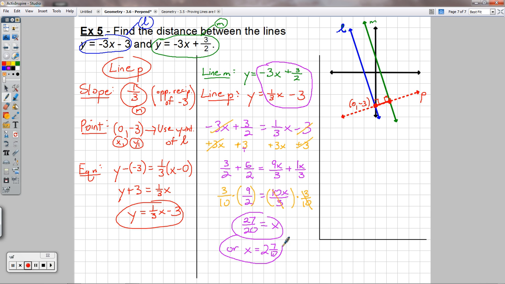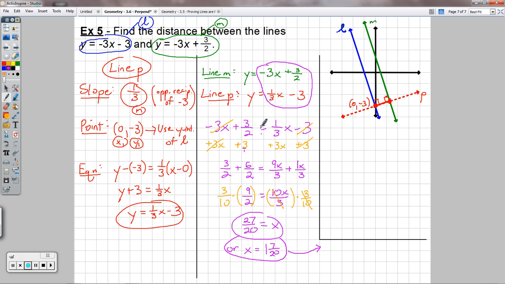So let's see, does that seem to match? Not 2 7/10, it's 1 7/10. Or 7/20, excuse me. So 1 7/20 right here. We're saying that x, if I go over 1 7/20, yep, that looks like a little less than halfway. 10/20 would be halfway. So that seems to match with what I see right there.